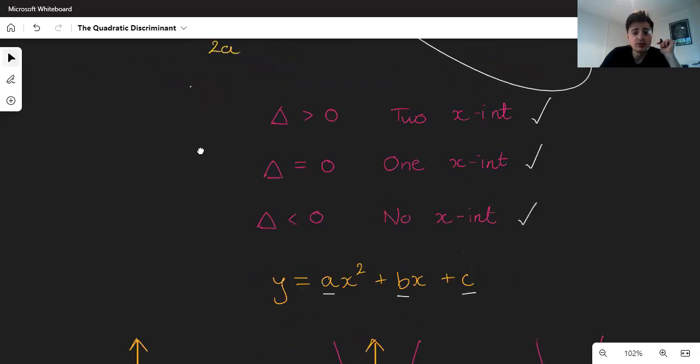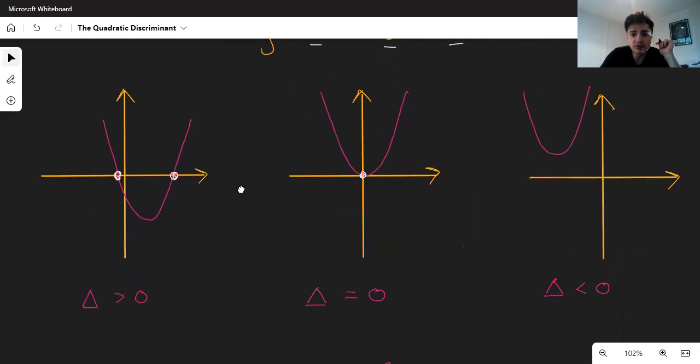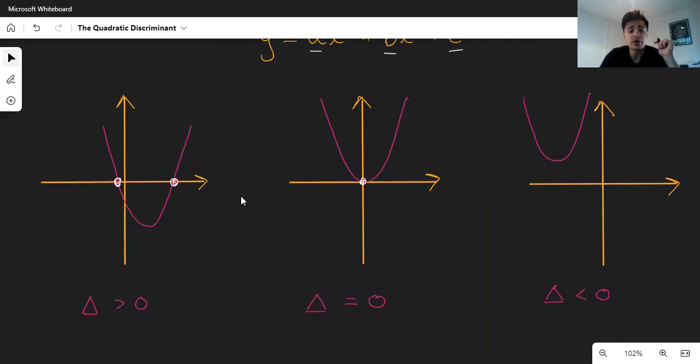Just to visually represent it, I've got 3 different graphs here showing what the different number of solutions look like. So when we say 2 solutions, we mean it crosses the x-axis twice, like this. When we say 1 solution, it means we cross the x-axis once, we just touch it, like this. And if we have no x-intercepts or no x solutions, it means the graph never touches the x-axis, like this. And you can see my discriminant representations down here.